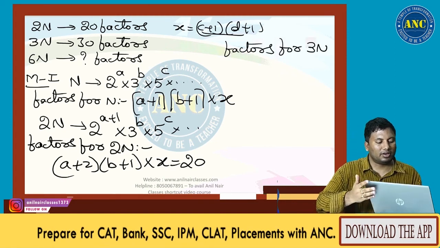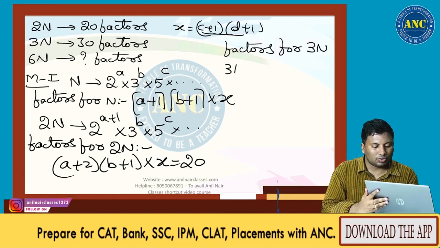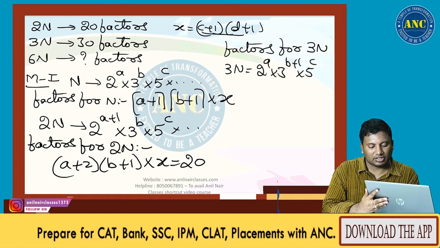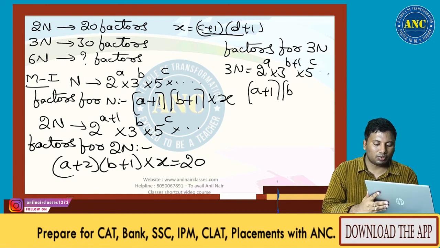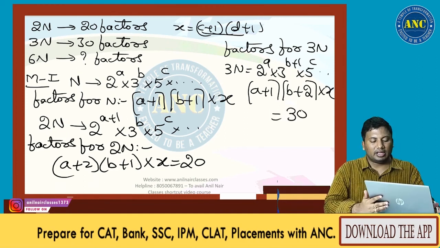Factors for 3n will be 3 into n, 2 power a into 3 power b plus 1 into 5 power c and so on. (a plus 1) into (b plus 2) into x is equivalent to 30. I hope till here it is clear.